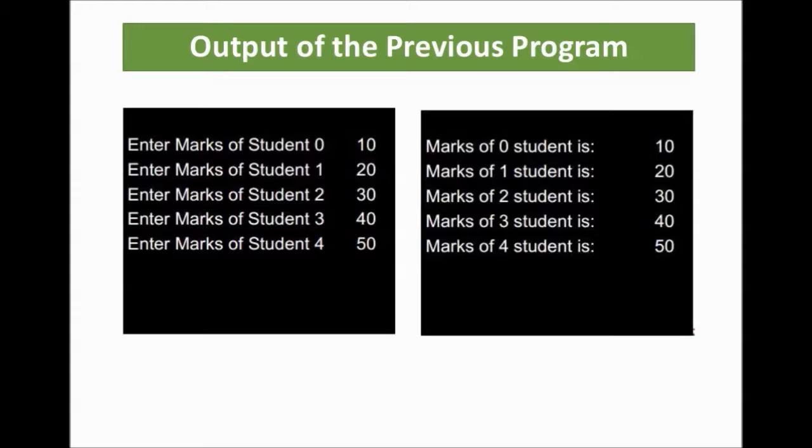When we want to display the marks of the students, the output on the right side shows marks of 0 student is 10 on the screen, marks of 1 student is 20, marks of 2 student is 30, marks of 3 student is 40, and similarly marks of 4 student is 50 on the screen.